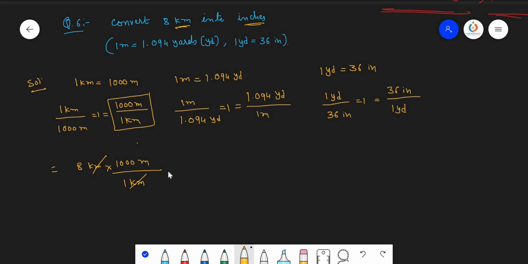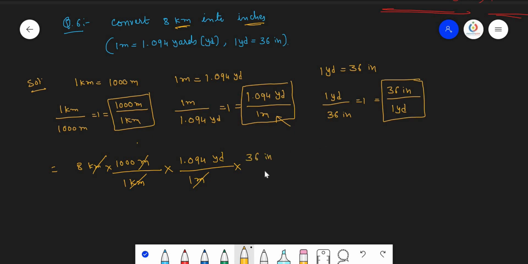Meaning this meter is to be cancelled. So you have to find another factor where meter is in the denominator. Here the meter is in the denominator. So this value has to be multiplied with this one, 1.094 yards divided by 1 meter. Meter cancels out. Now we got the answer in yards. Now yard is to be cancelled. So you search for another factor where yard is in the denominator, and 36 inches per 1 yard. So yard cancels, and we will get the answer in inches.